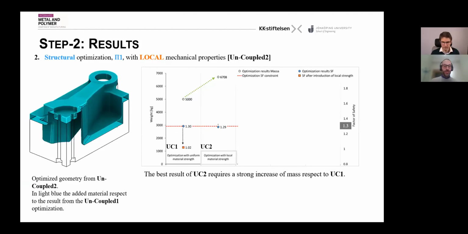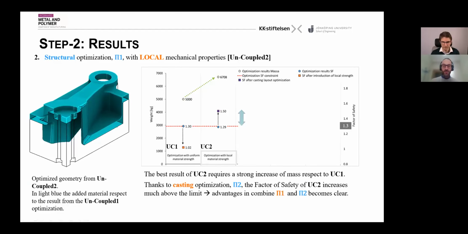So as you can see here, we got an increase in the safety factor, meaning that we were able to jump from 1.02 to 1.5, but with a huge increase in mass, from 5,000 kilos to 6,700 more or less kilos.